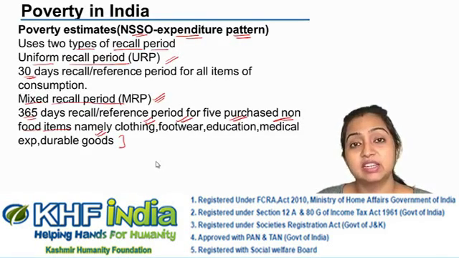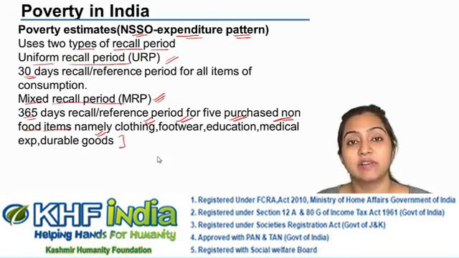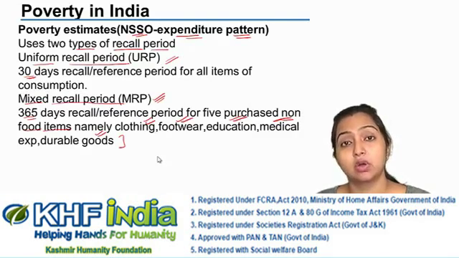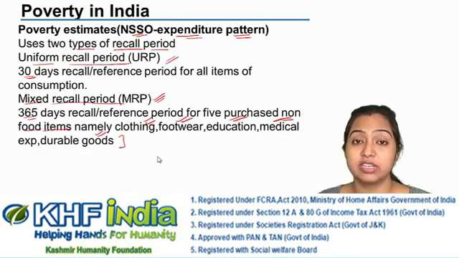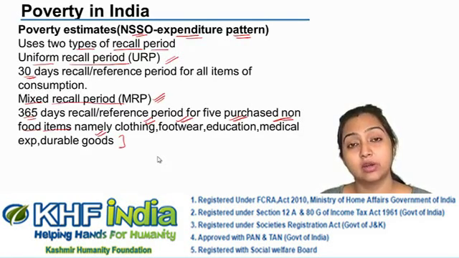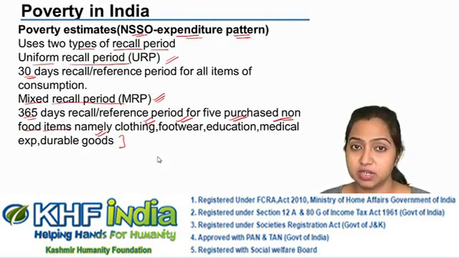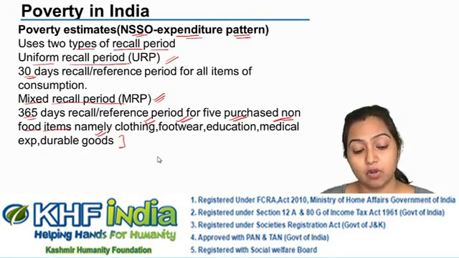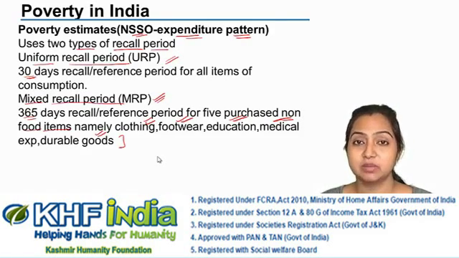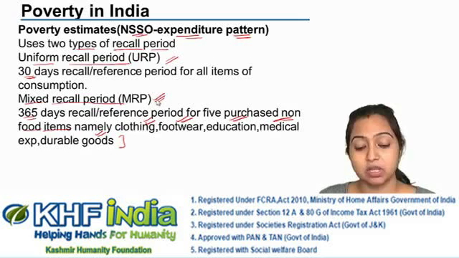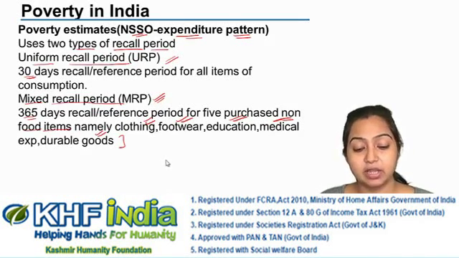But then it was said that it had certain disadvantages. For your survival, you do not only need food. There are other expenditures also that need to be incurred in order to have a decent lifestyle or decent standard of living. Like you need to spend on your clothes, you need to spend on durable goods and on medical expenses and education, etc. So these things also should be taken into consideration. So in order to get over these disadvantages, we have shifted from URP to MRP. Now the estimates are done on MRP basis, on the mixed recall period basis, and earlier they were done on the basis of URP or uniform recall period.